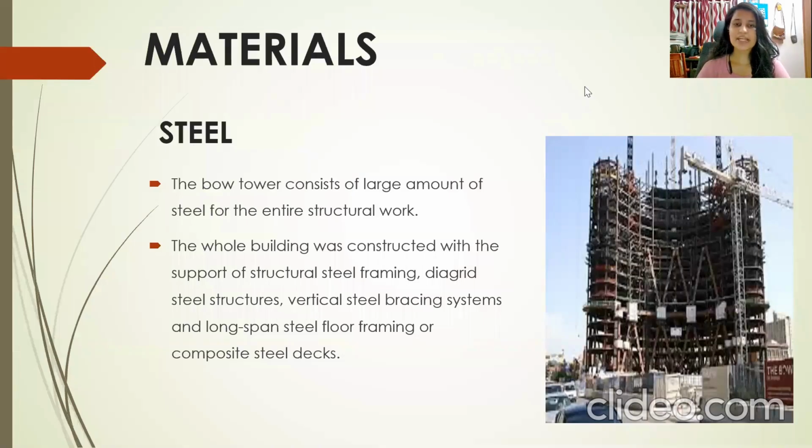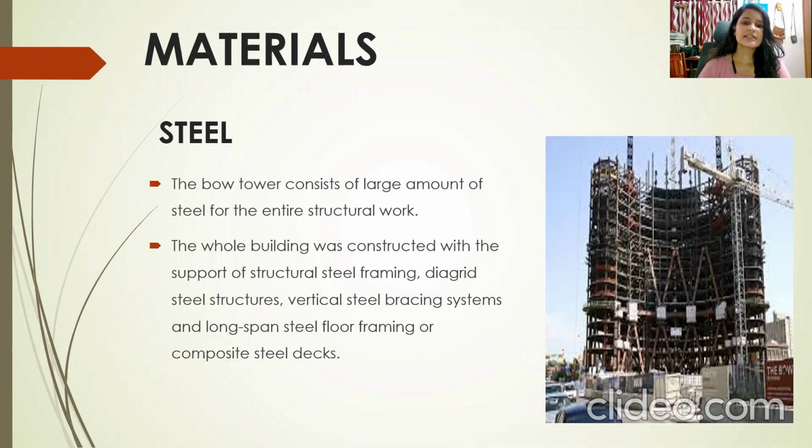Hi everyone, my name is Anuhava and I am going to talk about the materials used in the construction of Bow Tower. Construction materials are the important components of a building. So here in Bow Tower, the major materials used are steel, glass, concrete, gypsum and Halcyon.